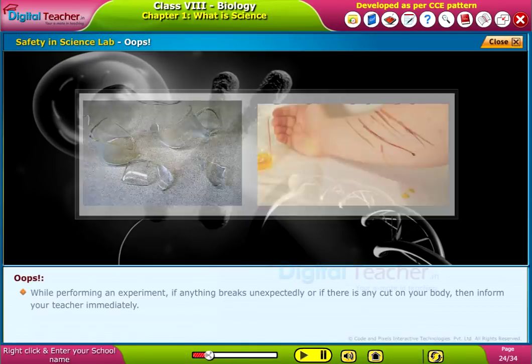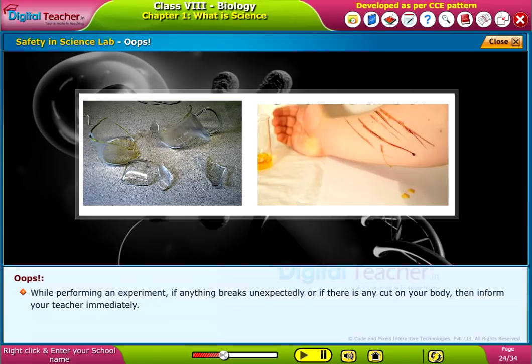Oops! While performing an experiment, if anything breaks unexpectedly or if there is any cut on your body, then inform your teacher immediately.